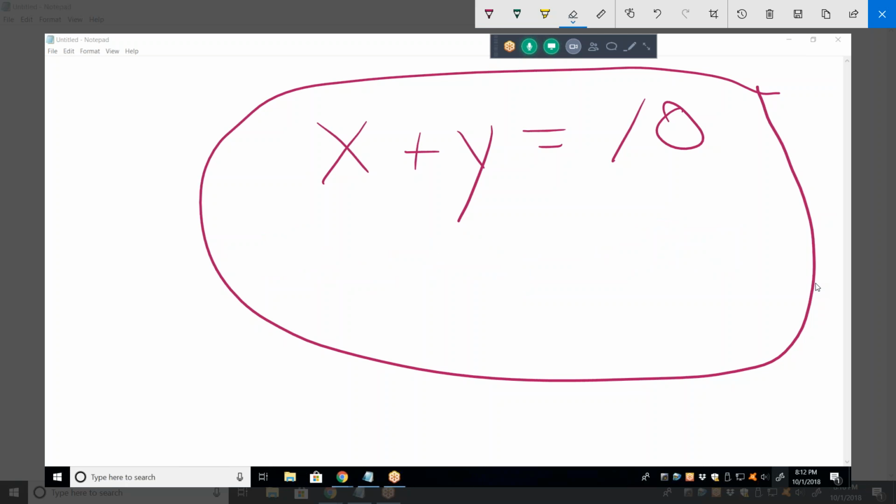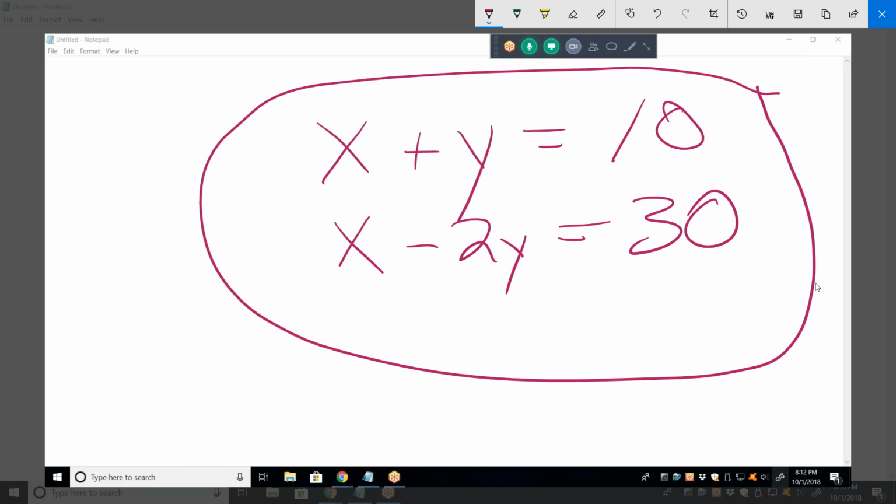Let's say that x minus 2y equals 30. Totally different equation, right? It's not a multiple of the first equation. In other words, I didn't just multiply the first equation by 2 or 3 to get this. This is a different equation. Can you solve this system of equations?